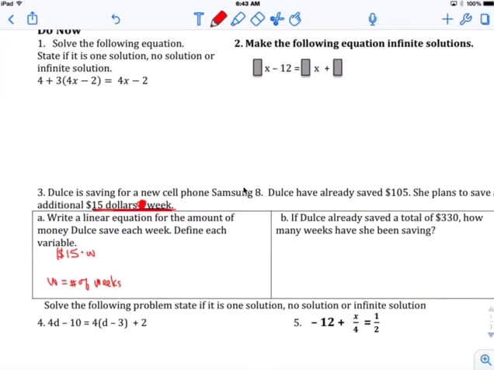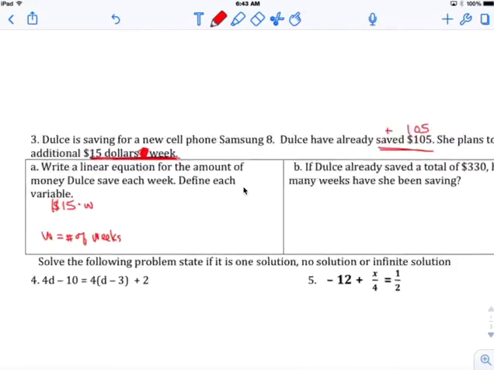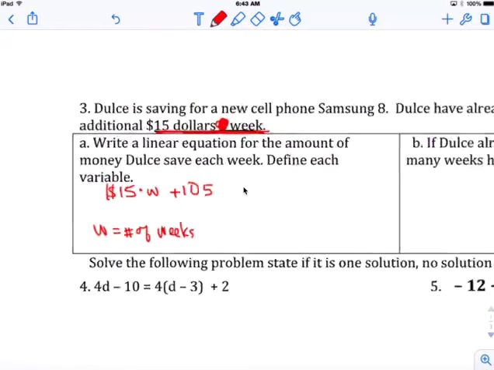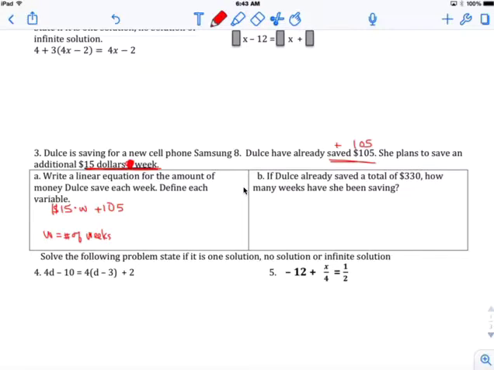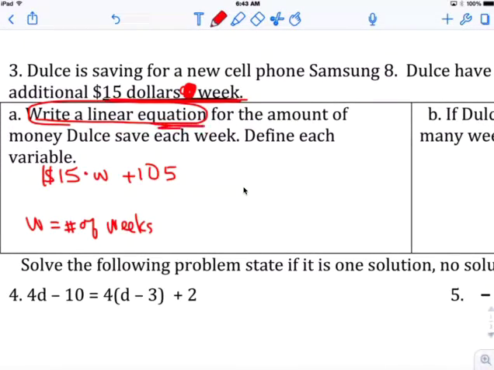But Dulce has already saved. She's already saved, there's no "per" there, so it's $105. That you add, and she's planning additional savings of $15 a week. So that's an addition problem. Okay, write a linear equation. An equation has an equal sign.